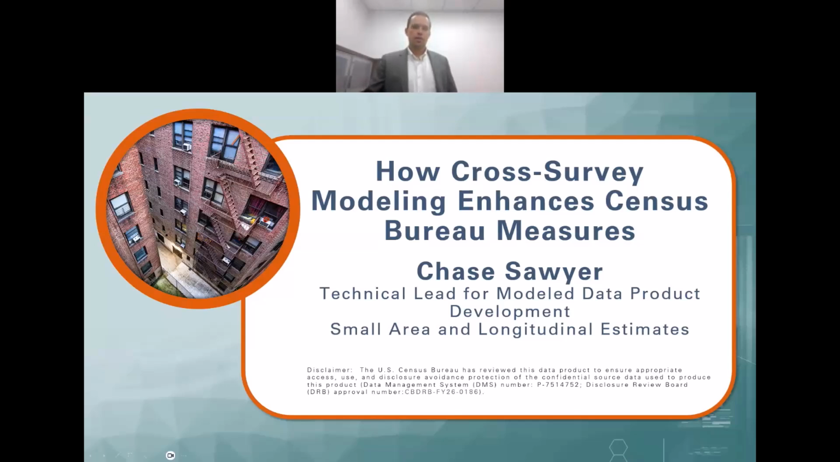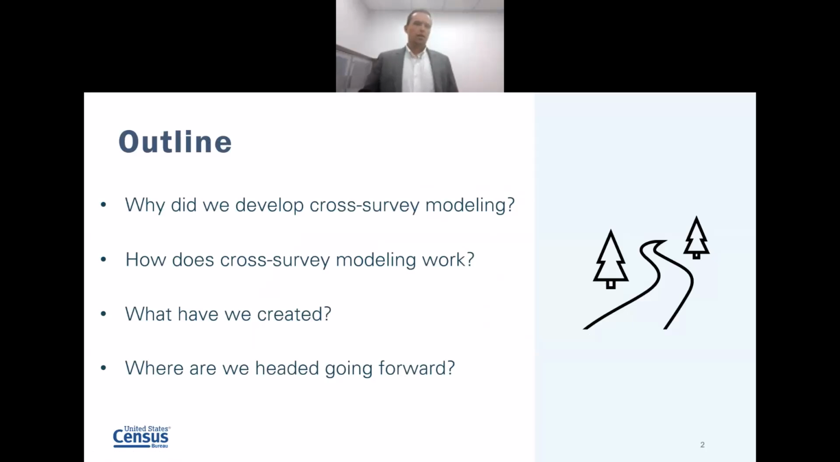As we get started today, we're going to jump in right away to why we developed cross-survey modeling. Then I'm excited that we'll be able to talk a little bit more about how we do this technique and how it works. We'll then dive into what we've created so far, and we'll end our presentation today by discussing where we plan to be going in the future.